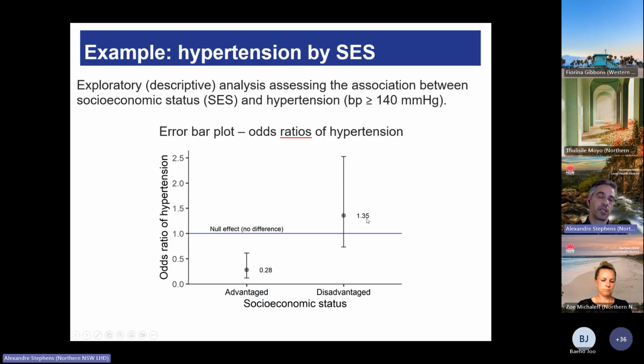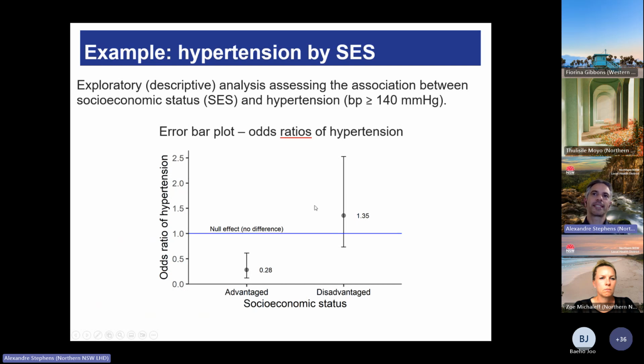So based on that, if we have a look and try to interpret the confidence interval for the advantage group, it ranges from the upper limit here to a lower limit there. It doesn't include or encompass the point of no difference. So we would conclude that the proportion hypertensive in the advantage group is significantly lower than the proportion hypertensive in the average group.